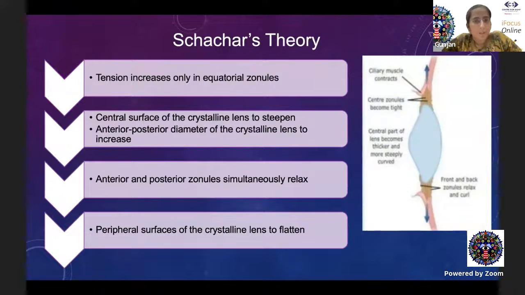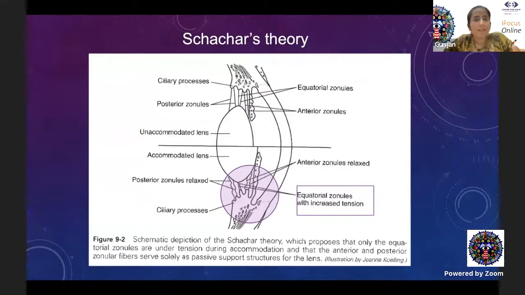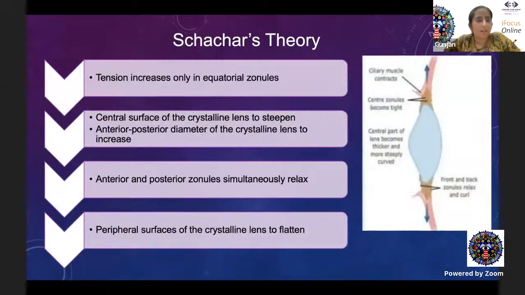Then came Sachar's theory, which is another accepted theory, and it takes a mention in our books. According to Sachar's theory, whenever the ciliary muscles contract, it is only the equatorial zonules which are under tension, and the anterior and posterior zonules act only as the support system, as a result of which the central surface of the crystalline lens steepens and the anterior posterior diameter of the crystalline lens tends to increase.